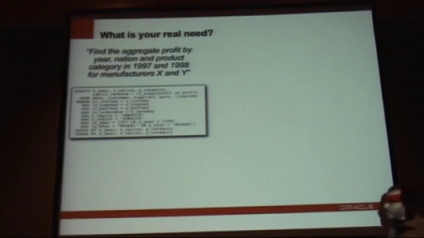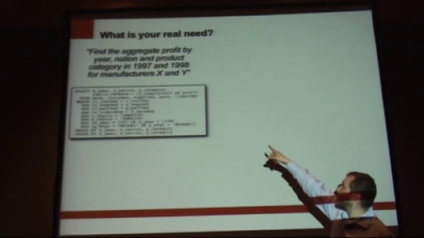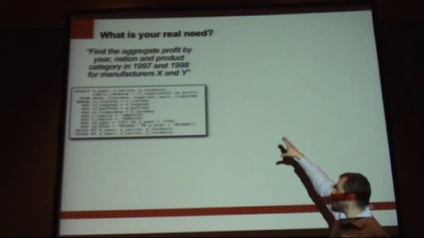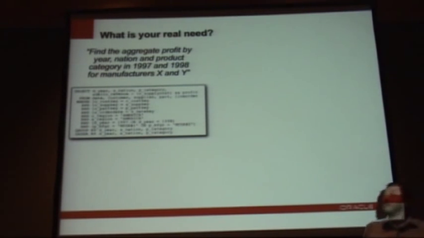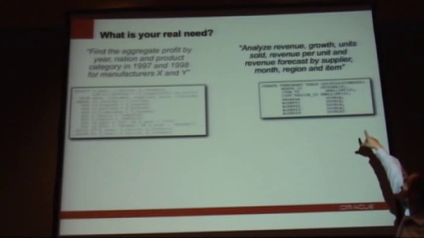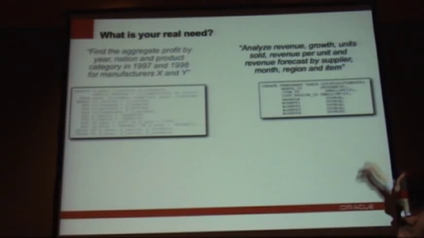You need something, and this is an example of the queries that you can find in this benchmark. You find the aggregate profit by year, nation, and product. Okay, that's a pretty neat query, and sometimes you may need that. But at least based on my experience, customers want something more, like revenue growth, units sold, for example, revenue per unit, and so on. And they need more complex queries.